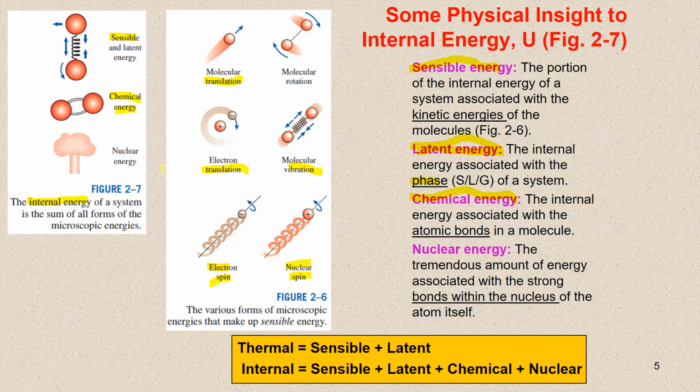The nuclear forces are much larger than the forces that bind the electrons to the nucleus. The tremendous amount of energy associated with the strong bonds within the nucleus of the atom itself is called nuclear energy. Atoms may also possess electric and magnetic dipole moment energies when subjected to external electric and magnetic fields, due to the twisting of the magnetic dipoles produced by small electric currents associated with the orbiting electrons.